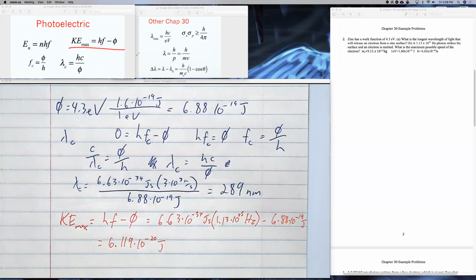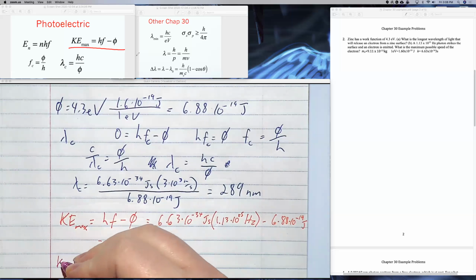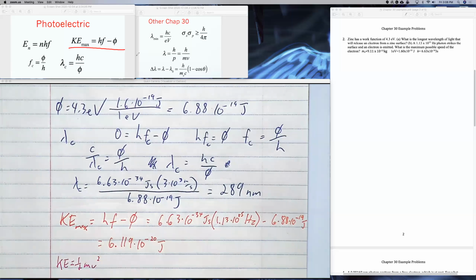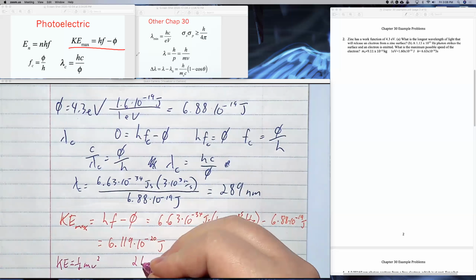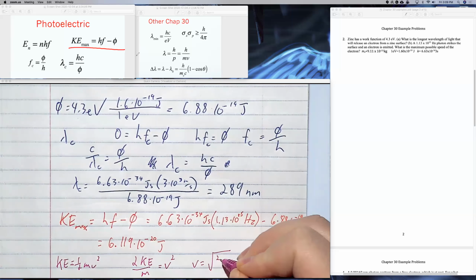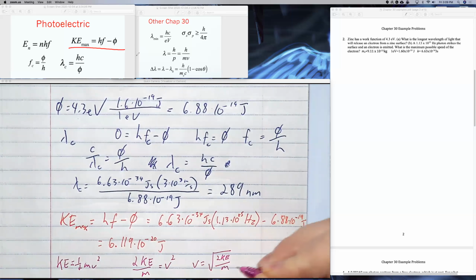Now, thing is, we know how to get kinetic energy. We have relativistic kinetic energy from last chapter, although chances are this won't be relativistic. And we just have from physics 1, kinetic energy is 1/2 mv squared. Assume it's not relativistic unless it says otherwise. And so if kinetic energy is 1/2 mv squared, if I multiply both sides by 2, divide both sides by m, I'll get that v is the square root of 2 KE over m.